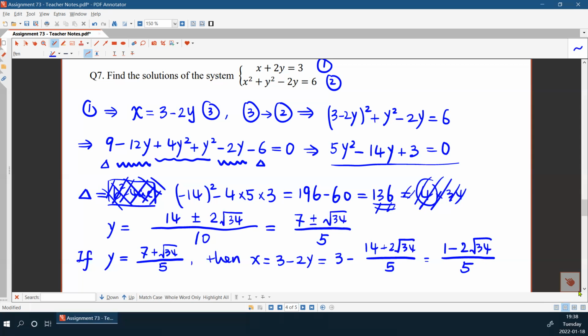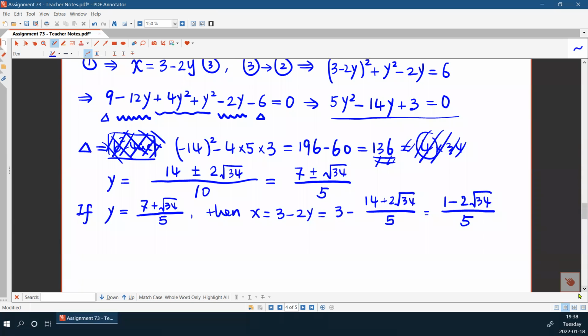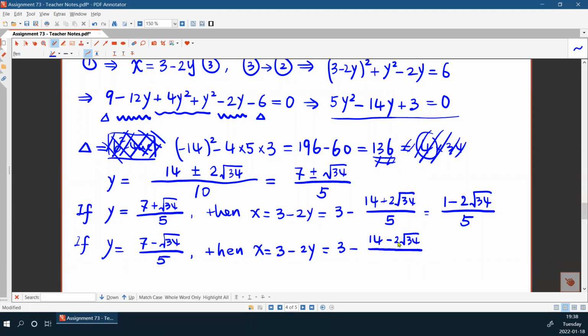And do not forget, there is another possibility. If y is (7 minus the square root of 34) over 5, then our x is 3 minus 2y, which is 3 minus (14 minus twice the square root of 34) over 5, which is (1 plus 2 times the square root of 34) over 5, right?